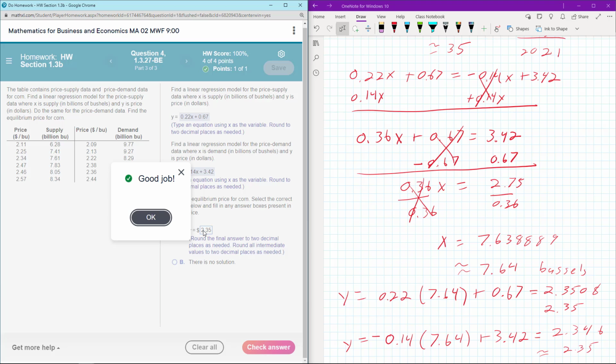That is pretty much homework 1.3b in a nutshell.